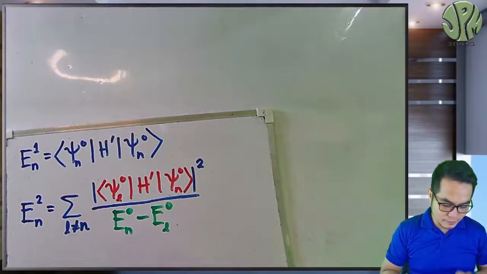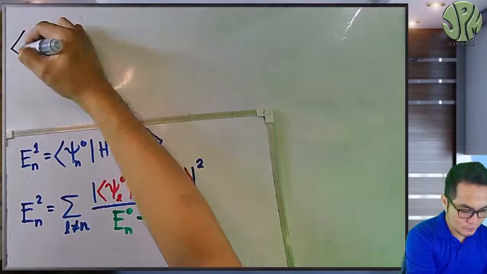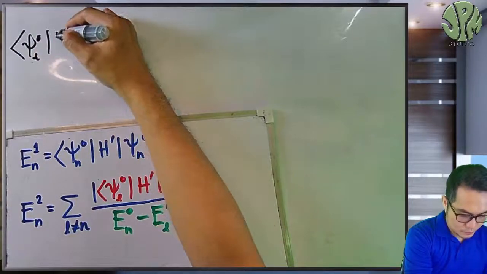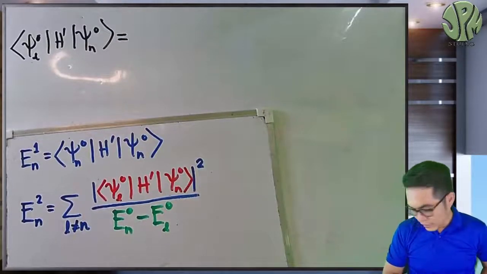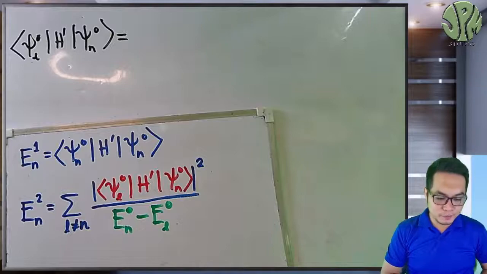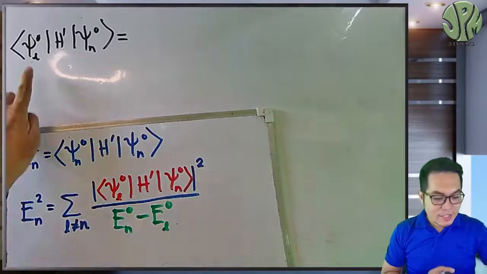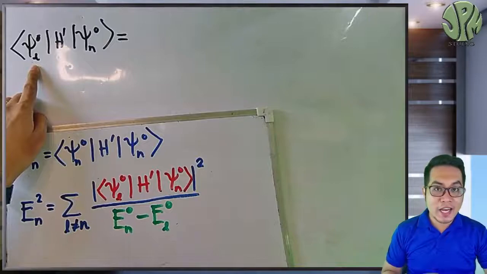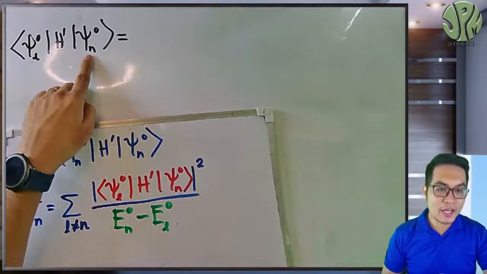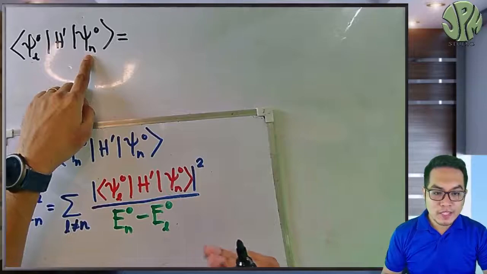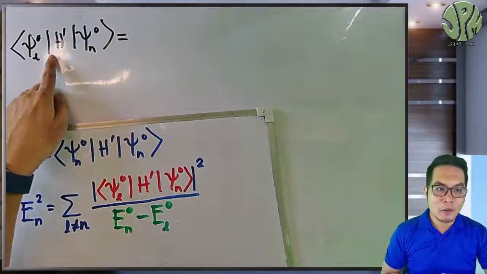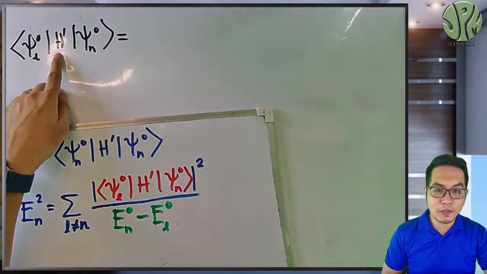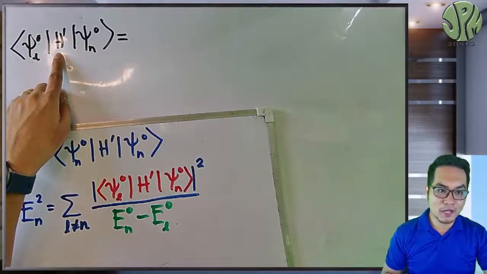Okay, so let's first solve for this one first. Psi L0 H prime psi n0. So we need to convert this into the integral form. So psi L0 is square root of 2 over a sine L pi x over a, and psi n0 is square root of 2 over a sine n pi x over a. Our perturbation is alpha times the Dirac delta function at x minus a over 2.